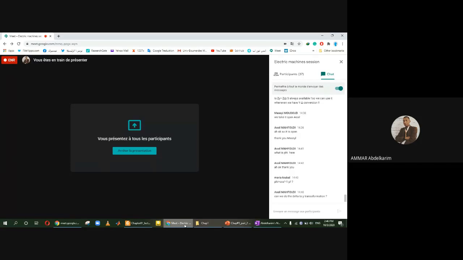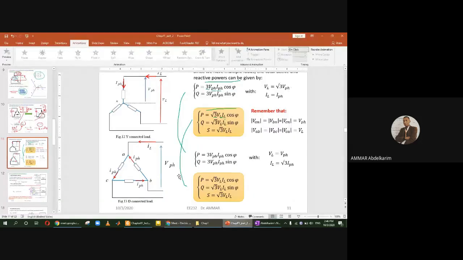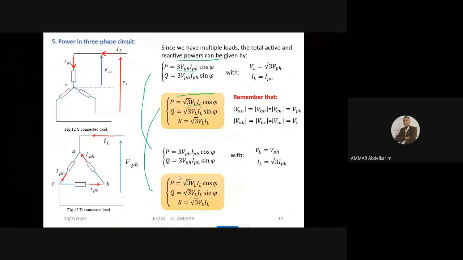Yes, sometimes you need to do the transformation, of course. Okay, yes, phi is the shift angle, like theta, same thing. So this is the power in the three-phase system. Let's continue.